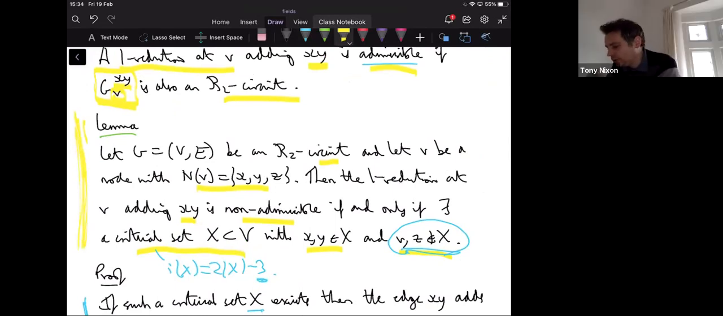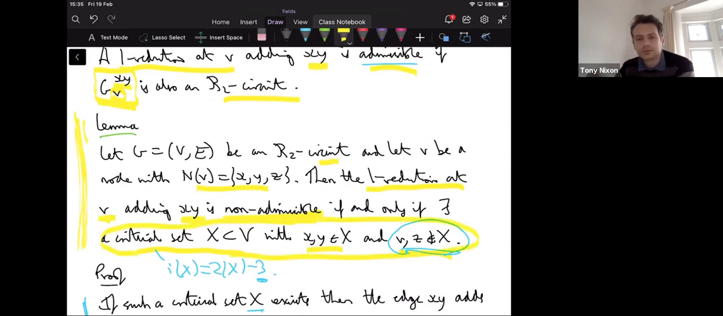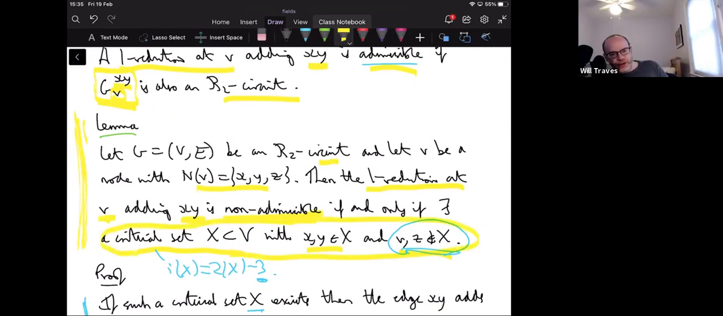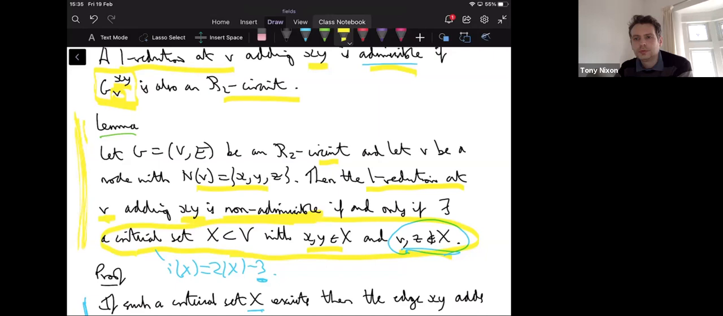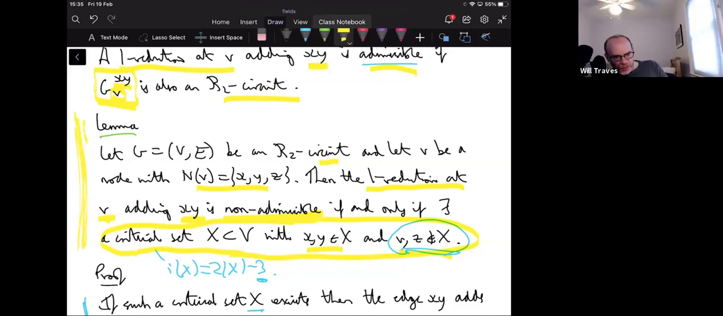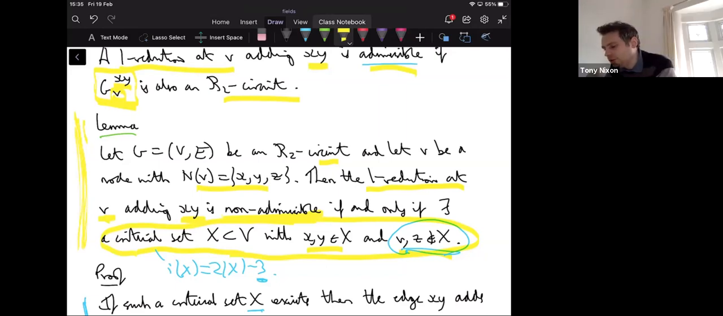So I want to do a one reduction in a circuit at a particular vertex, adding a particular edge among the neighbors. And that's no good. It does not preserve the circuit property if and only if you have this property. So Tony, when you say no good, or sometimes you say this is bad, it means that we're not preserving the circuit property. Yeah, so the one reduction is non-admissible, which means that I took a vertex in a circuit and I applied this one reduction, and what I get is not a circuit.